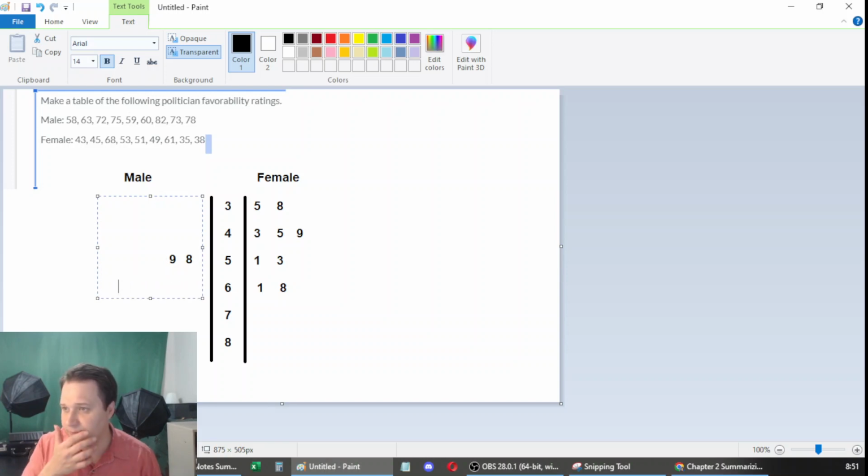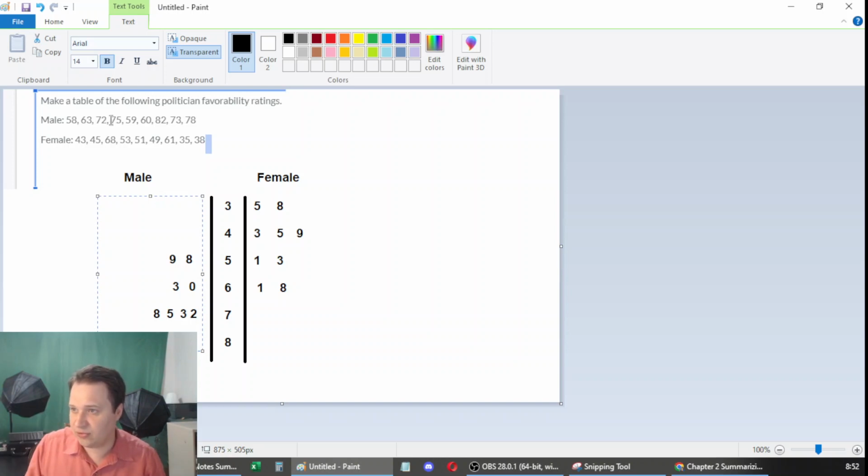So for the 60s, we have 63 and 60. And that's it. So there we go. For the 70s, we have 72, 75, 73, 78. So I'm going to go 8, 5, 3, 2 for the 70s. Notice it's small to big, right to left. And for the 80s, I have 82. And I believe that's everything.